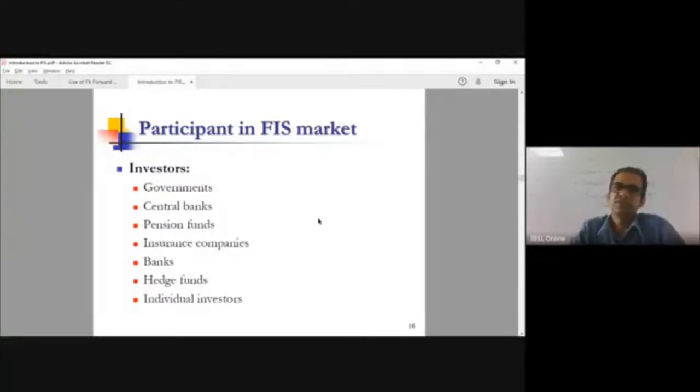Likewise, to make investments out of the foreign currency reserves, governments and central banks buy bonds in the market. And pension funds, like in Sri Lanka, the EPF, ETF, or EPF of private firms, are major players as investors in the fixed income securities market.